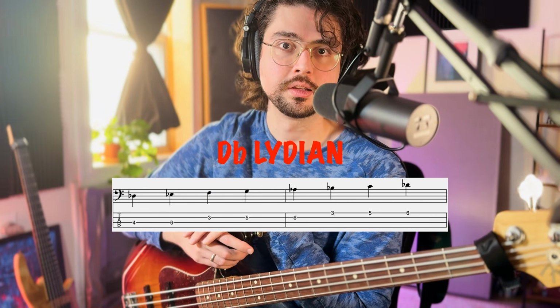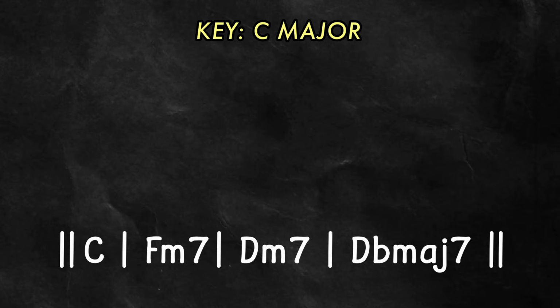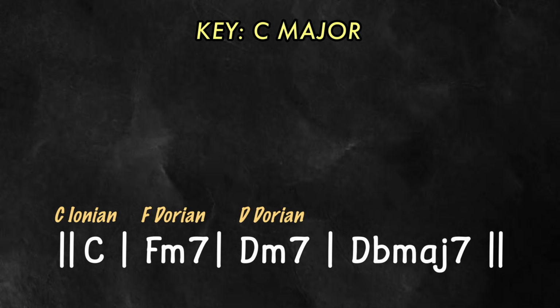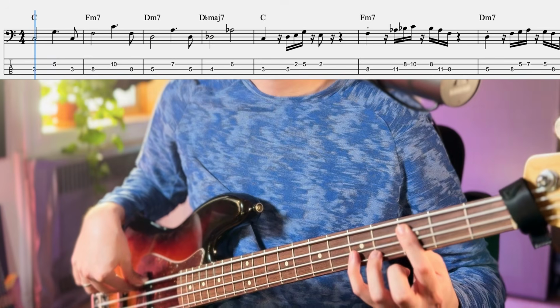So again, another major 7 chord, right? Is that major 7 chord the 1? It is not. So we're going to use the Lydian, as we answered in the previous example. So my scales are going to be Ionian, Dorian, Dorian again, and then Lydian. Let's see how that sounds.